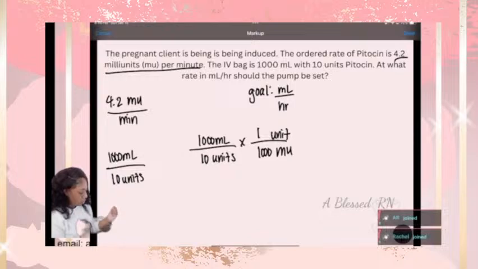Okay, so 1 unit is 1,000 milliunits, just like 1 gram is 1,000 milligrams. All right, you picking up what I'm dropping? All right, so continuing on.